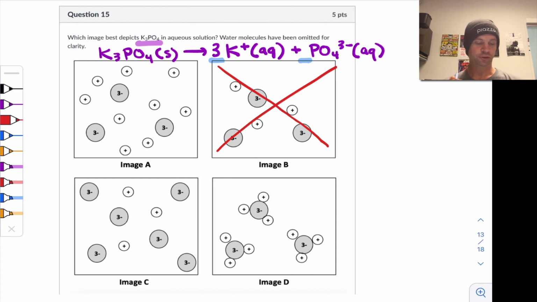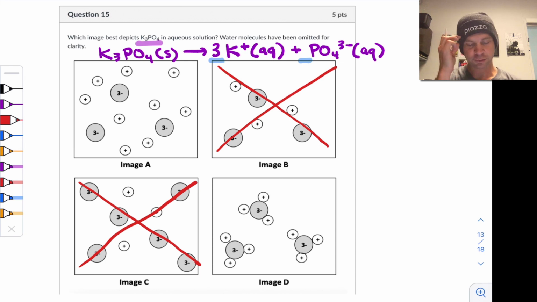What about image C? Well, something similar is going on in image C. In fact, it's even more problematic, right? We've only got 3 positive charges, but we have, what is that, 6 times 3, -18 charge. So there's massive net negative charge in image C. And the stoichiometry here just doesn't match our expectations of 3 potassium cations for every 1 phosphate anion. So we can rule out image C on the basis of that problematic charge situation, or the problematic number of ions in the box, equivalent ways of saying the same thing in a way.